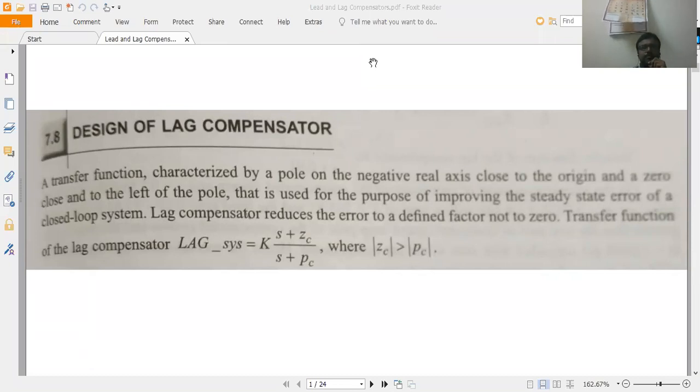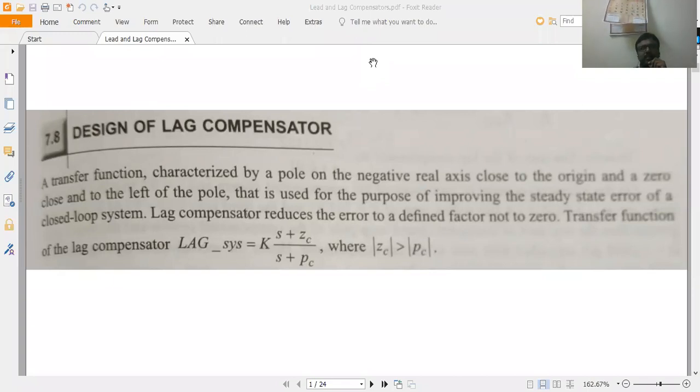So when you consider this transfer function, let us suppose that particular transfer function has an equation k into s plus zc divided by s plus pc, where zc are nothing but the zeros and pc are nothing but the poles. So we know that the numerator values are zeros and the denominator values are poles.